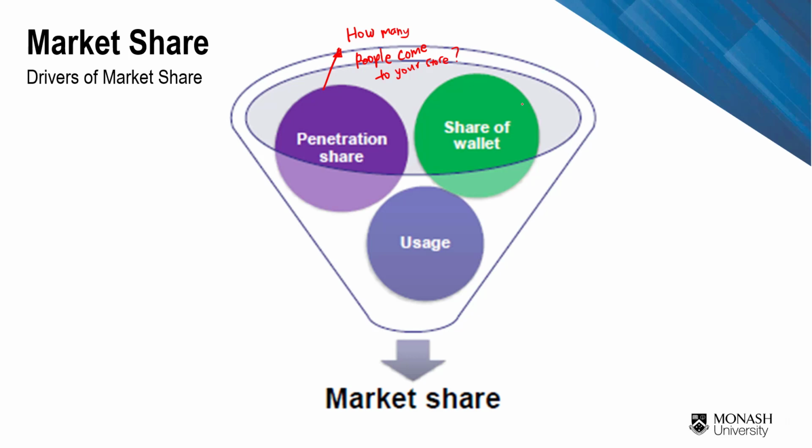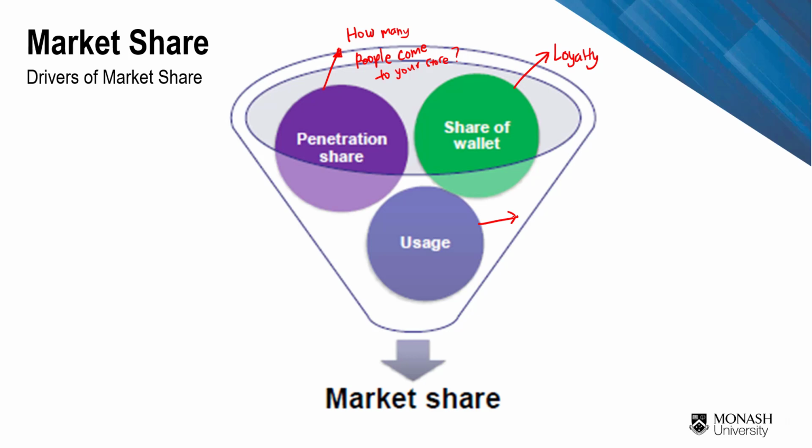Now, the second one is that after people come to your store, whether they actually select your brand. After you get that penetration, the next one is the share of wallet, in the way that how much people actually buy your product over other products in the market. In that way, this is actually a loyalty measure. Whether they are loyal to you, they actually spend money on you. That's share of wallet. And the third one is actually usage, right? Do you actually buy more, buy less?